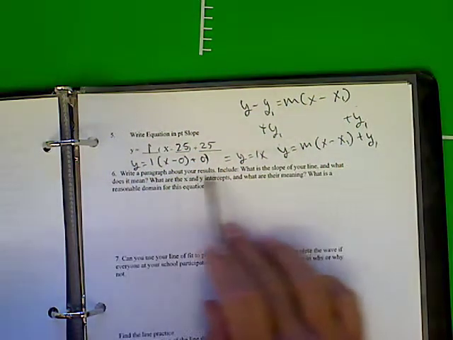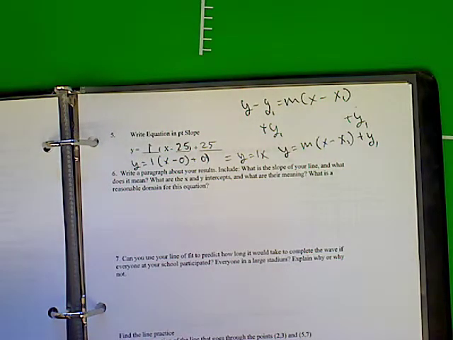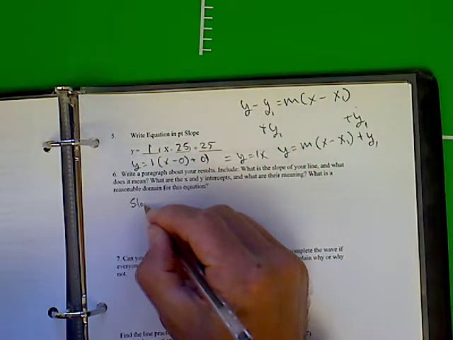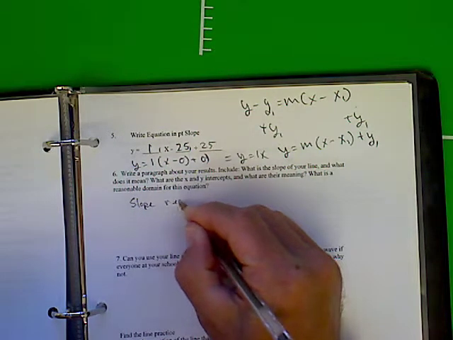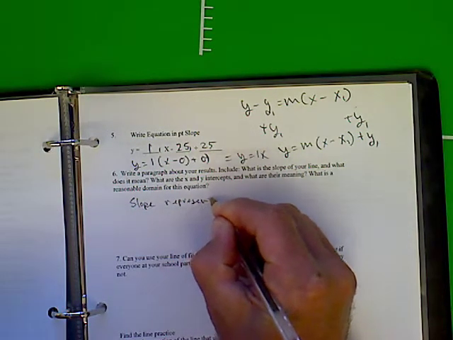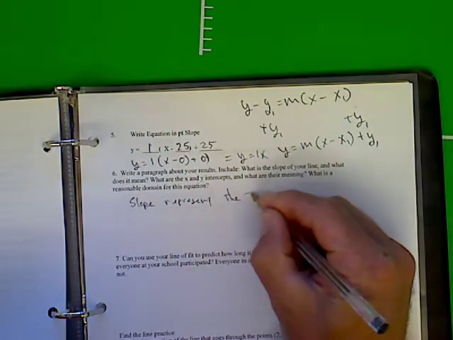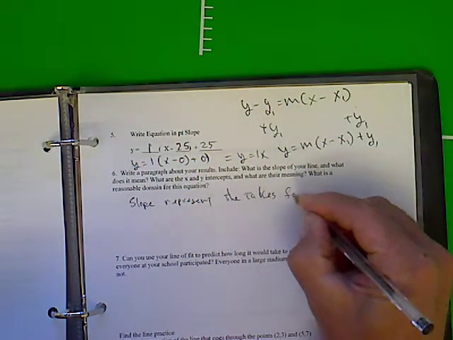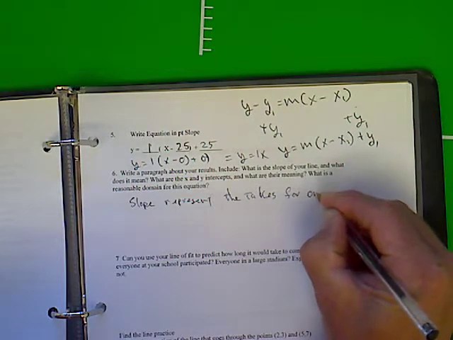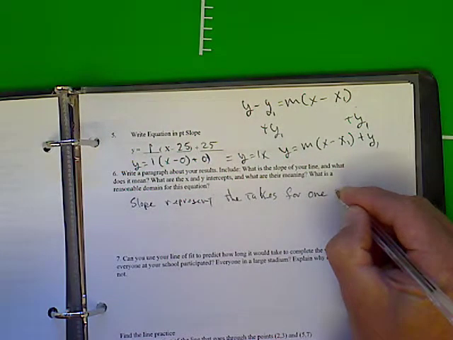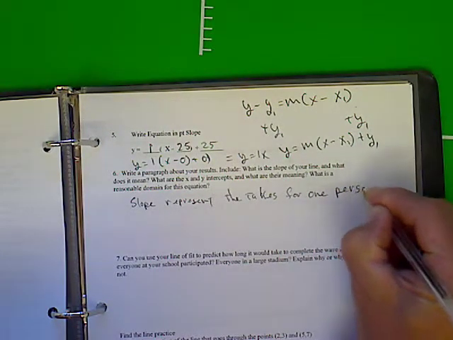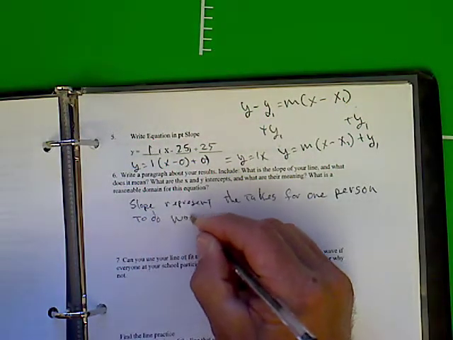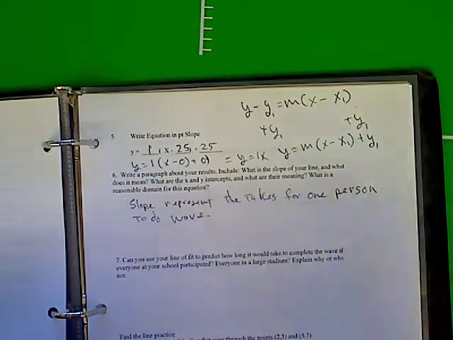So write a paragraph about your results. Include what your slope of the line is and what it means. So the slope represents the time it takes for one person to do the wave. And like I said, 1 second, that's a pretty slow class.